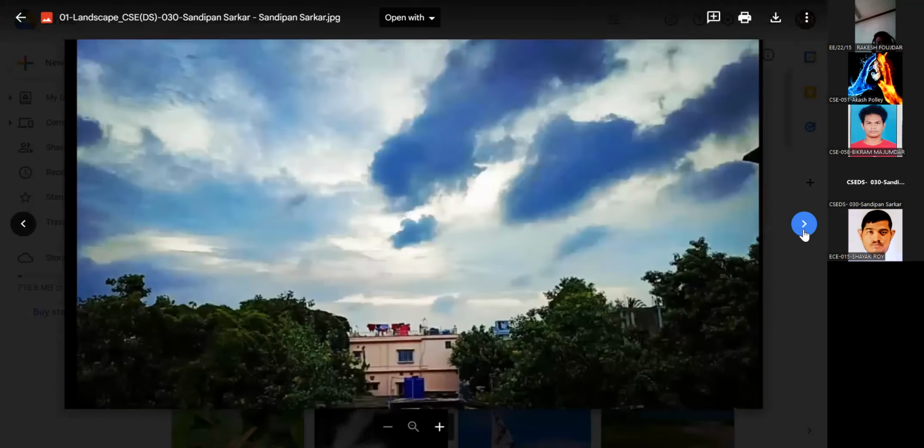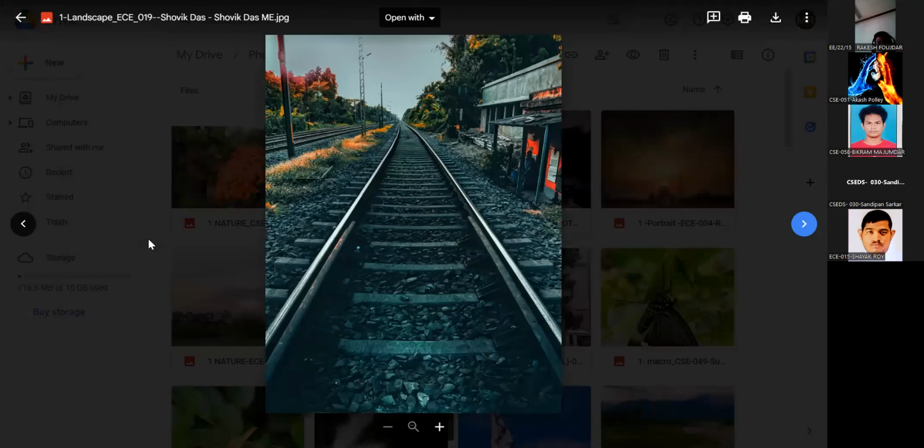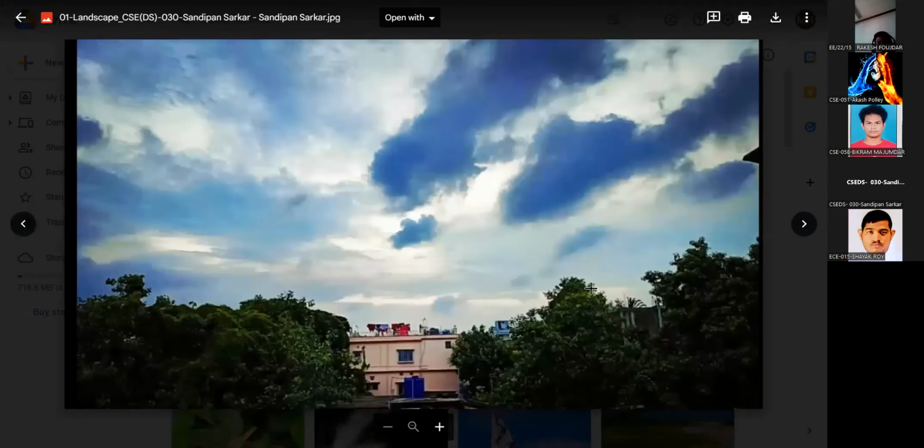And then Shandipon Sarkar. If not present, then I'll move to the next picture. Sandipon. Yes, sir. Okay, Shandipan, what do you want to show in this picture? A single house inside a lot of trees, and the sky is also not in focus. So, according to you, what is the beauty of this picture? What do you want to show other people through this picture?